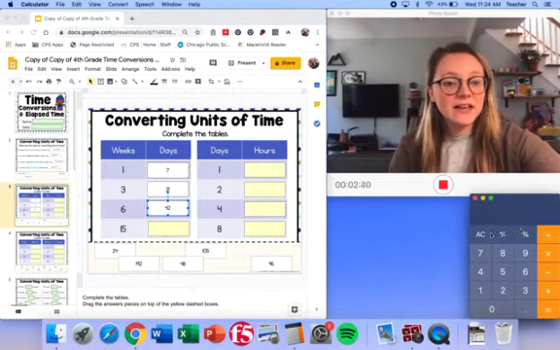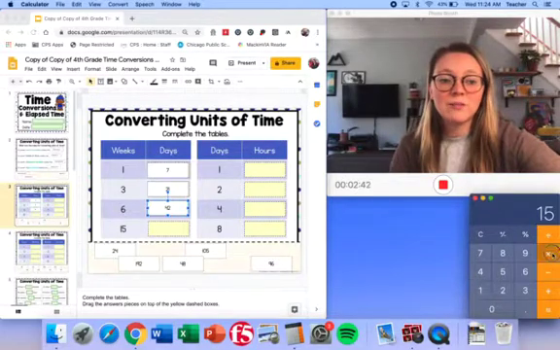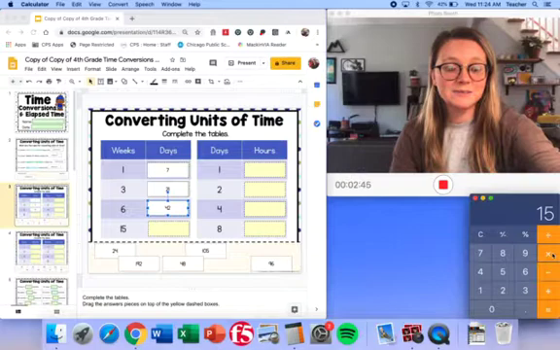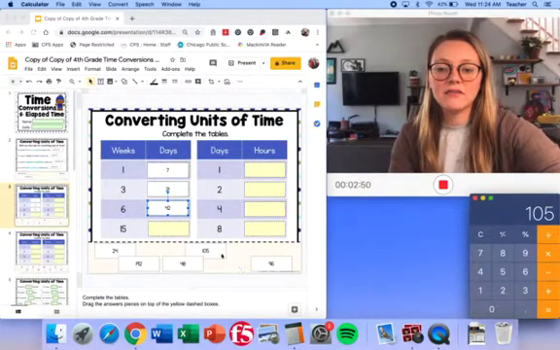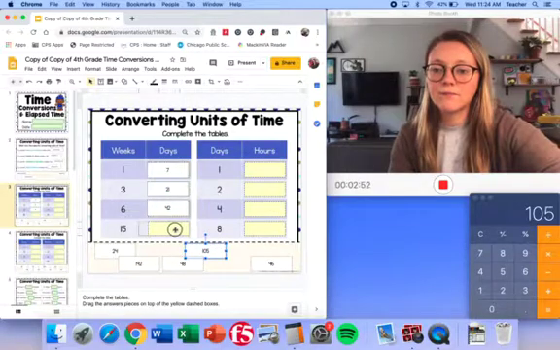And then here's the last one. If I have 15 weeks, what am I going to multiply it by to find out how many days are in 15 weeks? Yeah, I'm going to multiply it by 7. So I have 105.